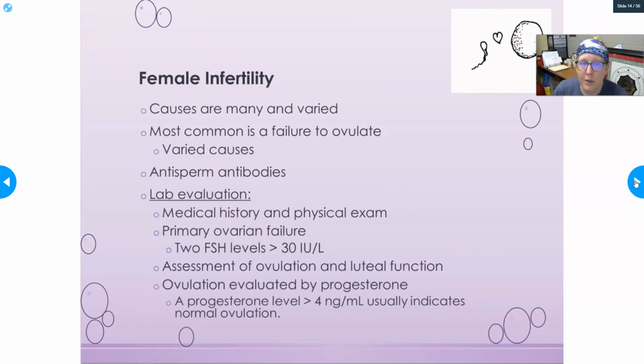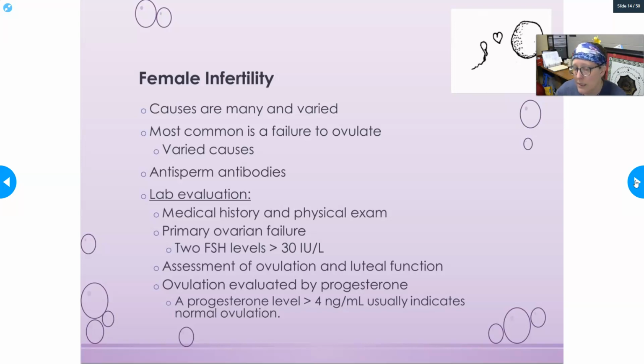Okay, so then we go to female infertility. So causes can be many and varied. The most common is going to be failure to ovulate, and this can have various causes. A female could also possibly be producing anti-sperm antibodies that could be neutralizing the sperm. So the lab evaluation, again, starting with a medical history and physical exam, go there first. If a female has primary ovarian failure, then you would see 2 FSH levels that are greater than 30.